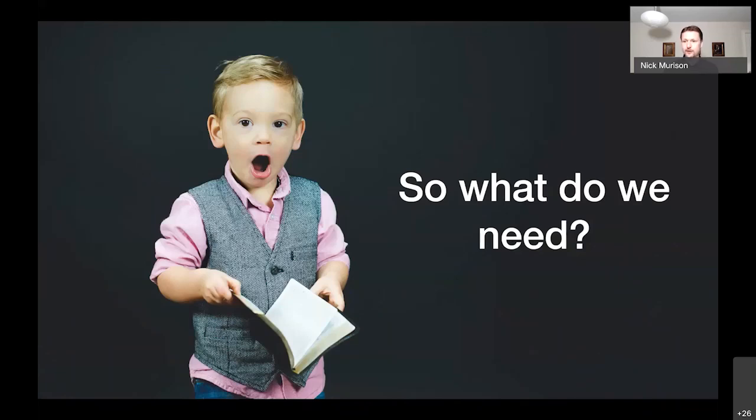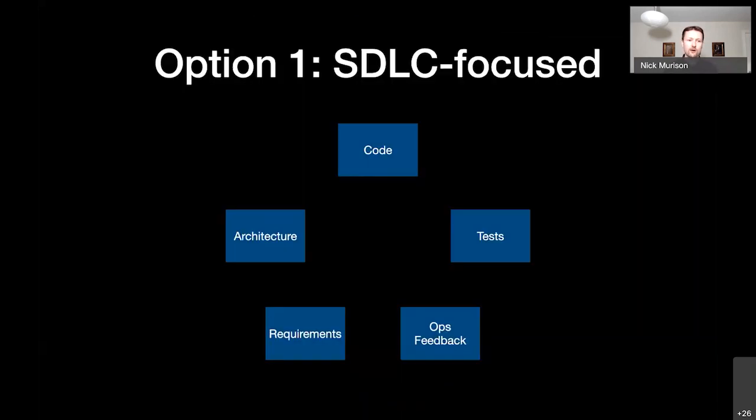Okay, enough history. What do we need to build a software security initiative? What do we need to build security into software? And there's kind of 2 different ways we can do this. So I'm going to talk about option 1 first, which is, shall we say, the SDLC-focused approach, which is let's get some activities into the SDLC.